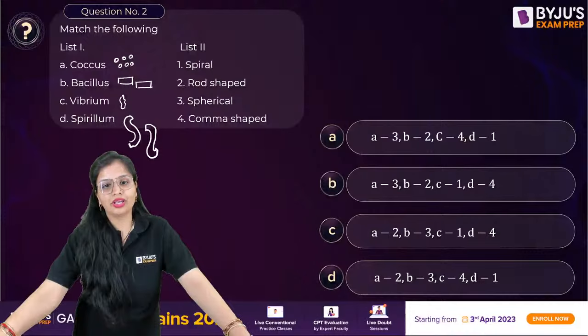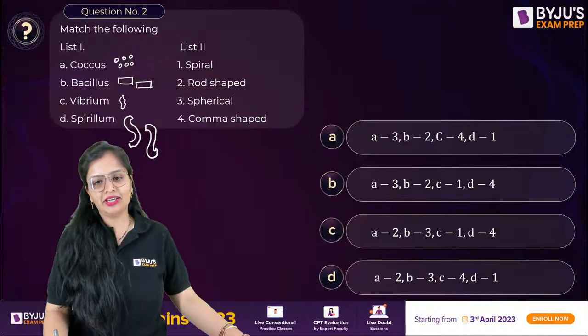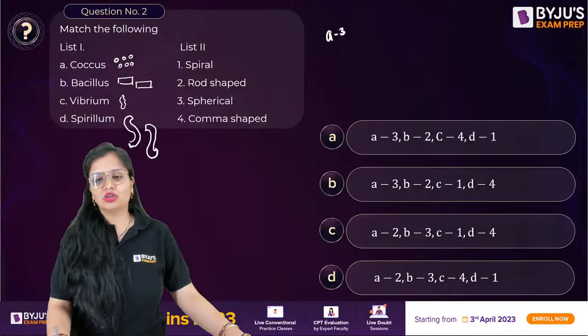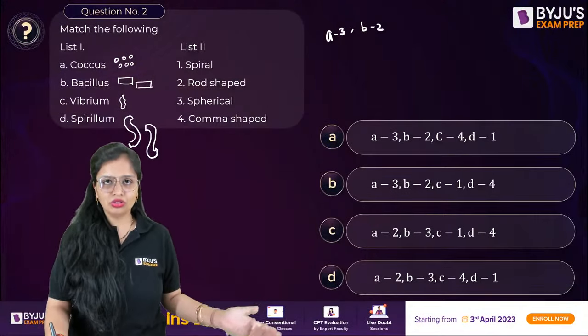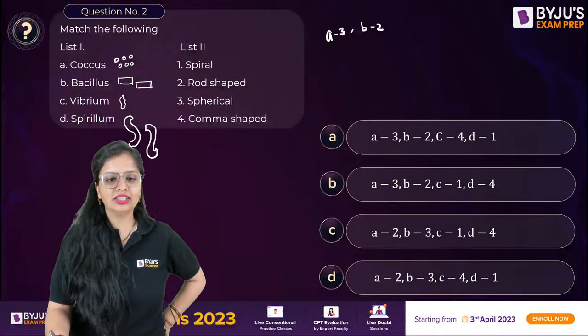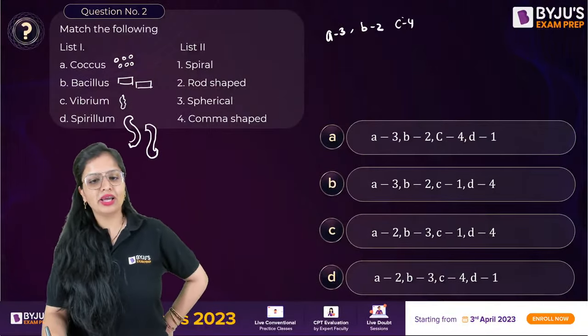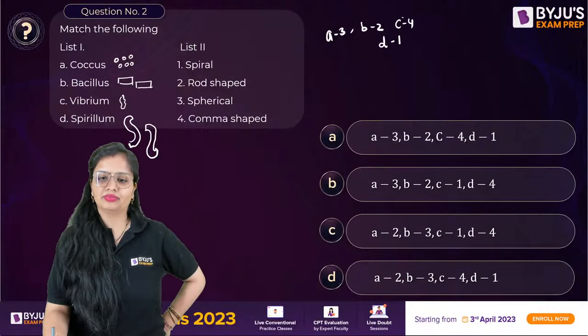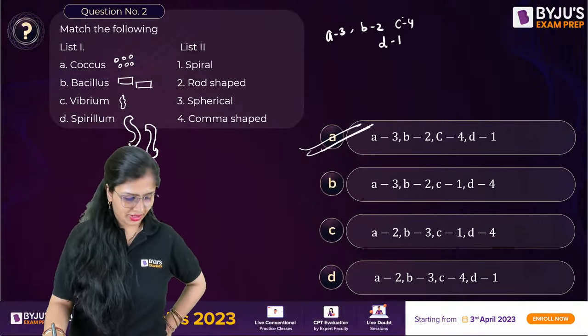Okay. Coccus is spherical. Correct. Bacillus is rod shaped. Vibrio, singular and plural the same, is comma shaped. And spirillum is spiral. So 3241 is the correct one.